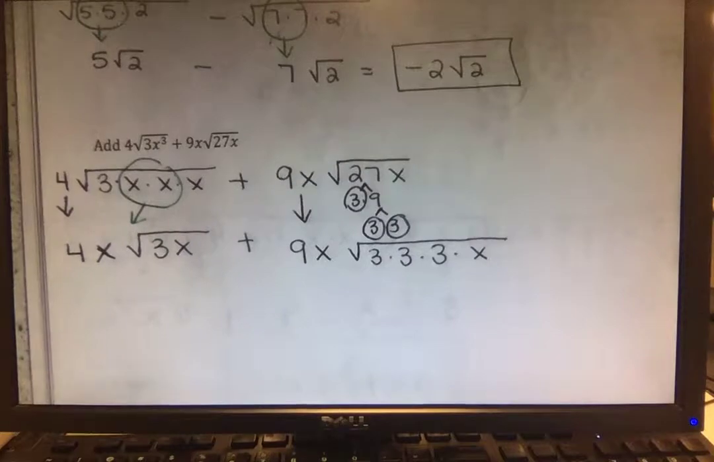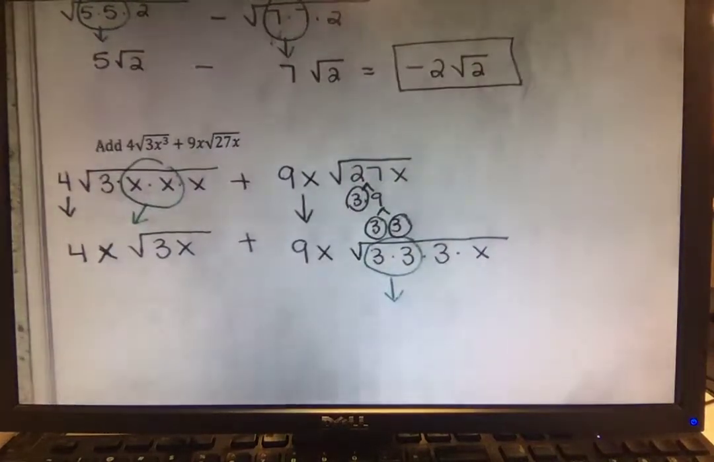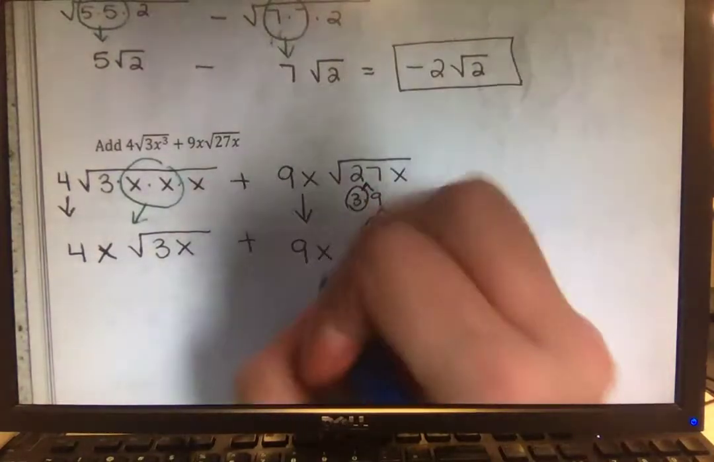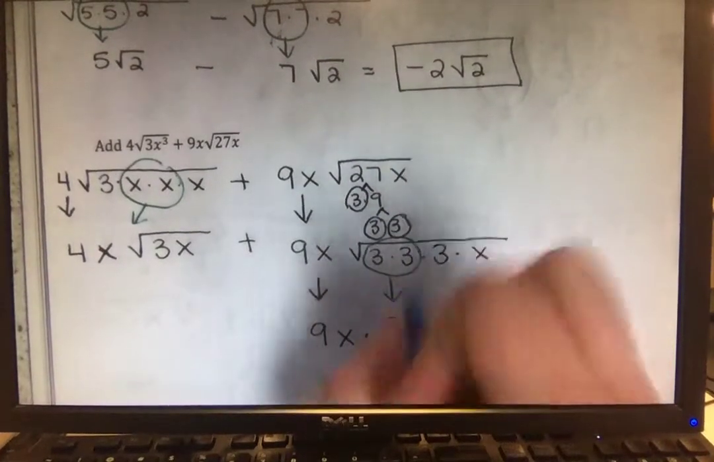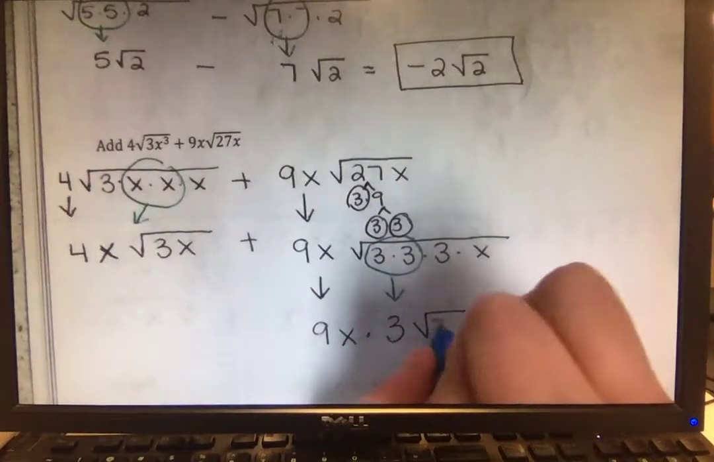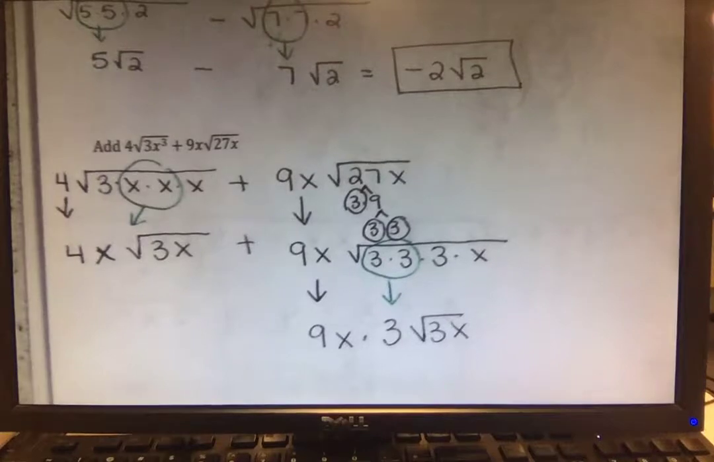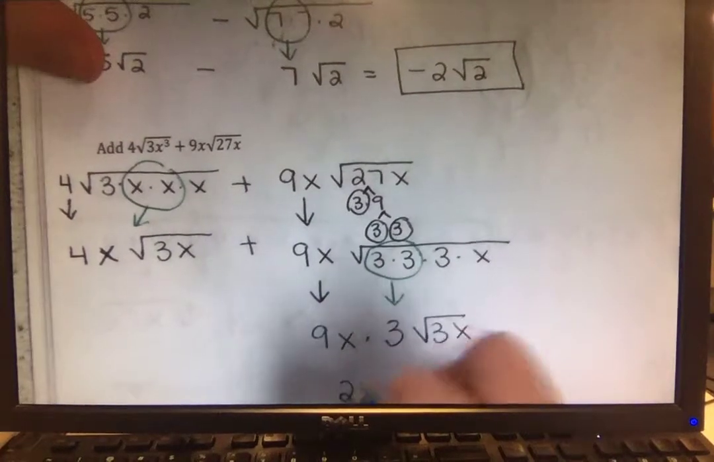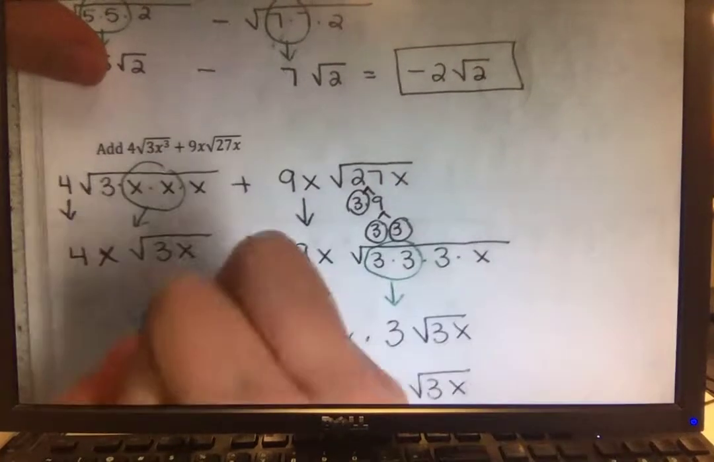It is the square root, so we're taking out 2 of a kind. So these two 3's are coming out front. So again, don't forget to bring down this 9x times this 3 is coming out front, and underneath the radical, that 3 is going to stay and that x is going to stay. So this becomes 9 times 3, which is 27x square root of 3x.